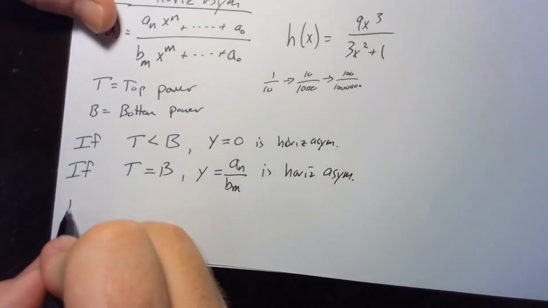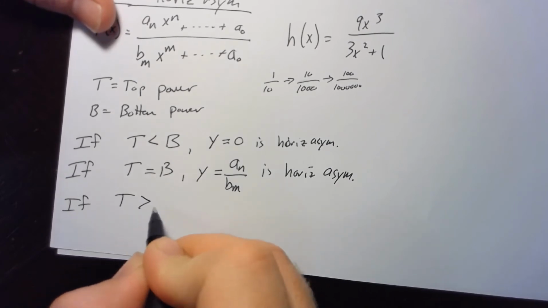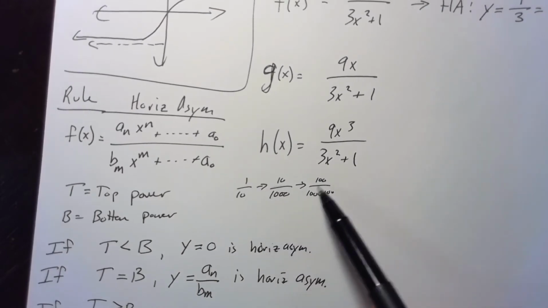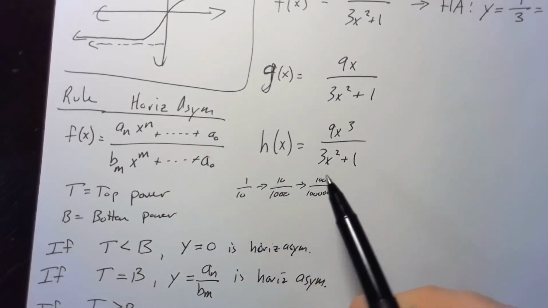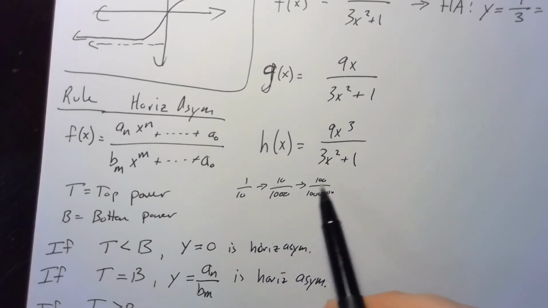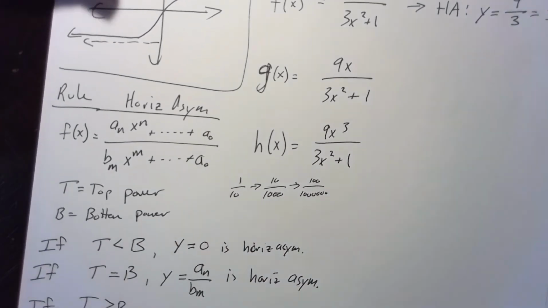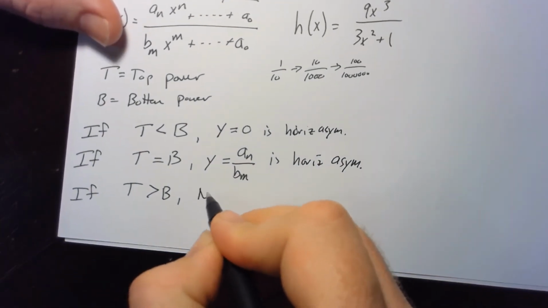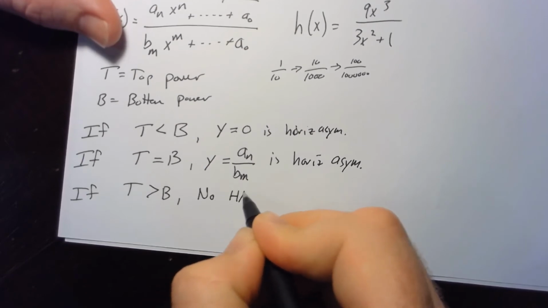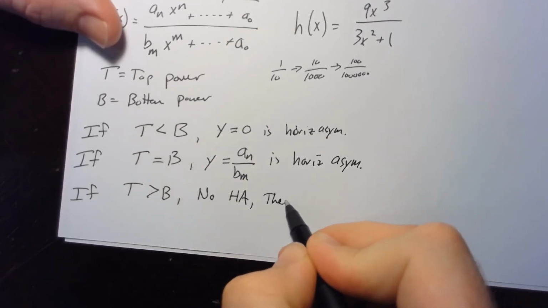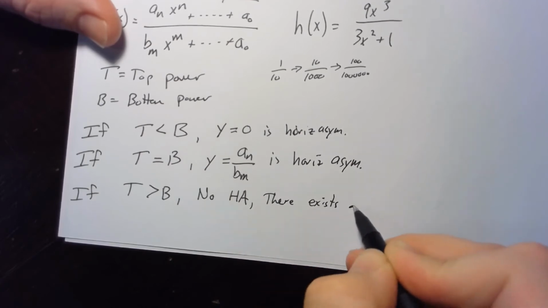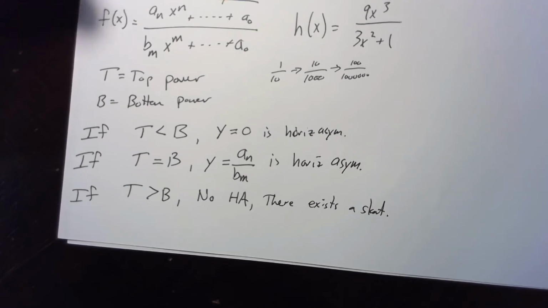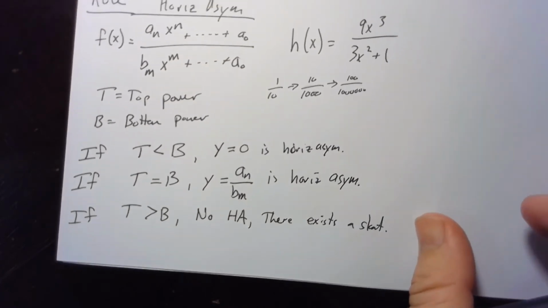The last case is, what if the top power is now larger than that of the bottom power? At this point, you'll have values on the top increasing so much more rapidly than the ones on the bottom that the bottom won't keep up, and the function is going to approach infinity. If this approaches infinity, you don't have any horizontal asymptote. However, there exists a slant asymptote, and we're going to talk about how we can find out what that slant asymptote is later on.